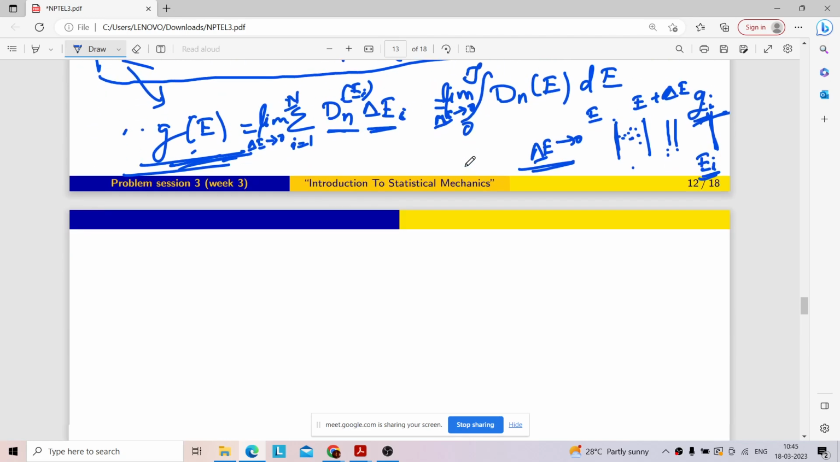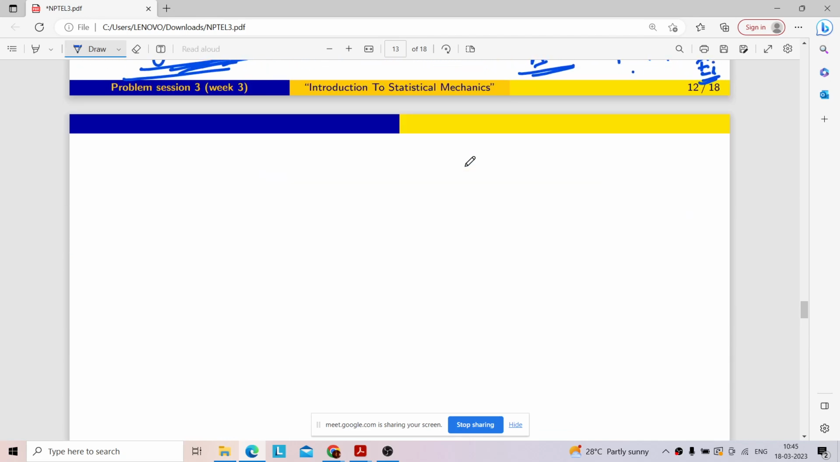Okay, then we move on. So we see how to calculate this density of state. This density of state will depend on this factor P, and P is the dispersion factor, and the number of dimensions. It will depend on the number of dimensions.